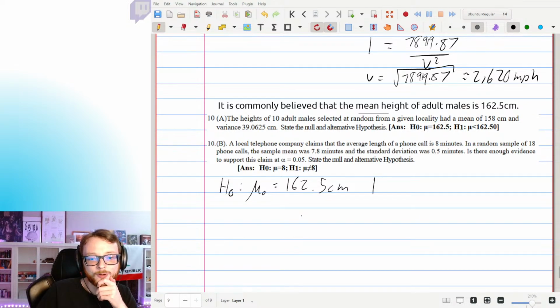So the alternative hypothesis, you have mu. You have three options: you can say greater than, less than, or not equal to. And we got something that is less than the mean that everyone thinks it is. So you could choose less than 162.5, but you could equally as validly have chosen not equal to.